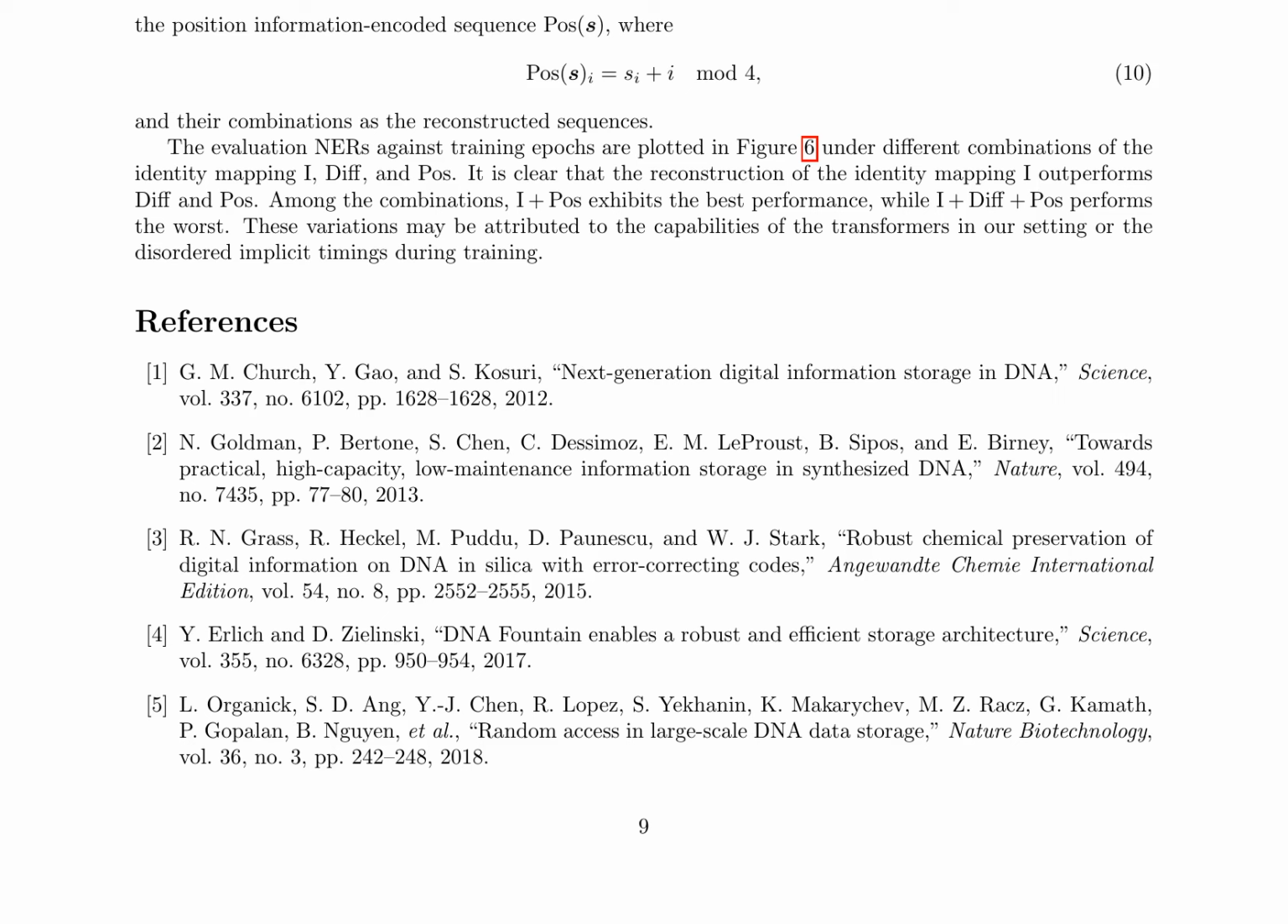using the encoder. The results, as shown in Figure 6, indicate that the reconstruction of the identity mapping I outperforms DIFF and POS, and the combination I plus POS exhibits the best performance.